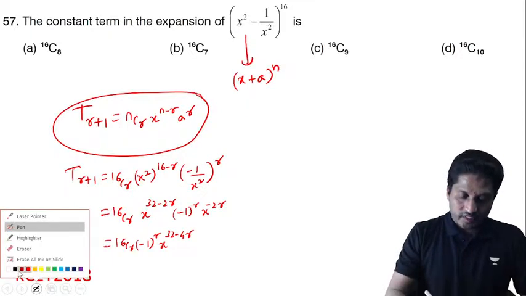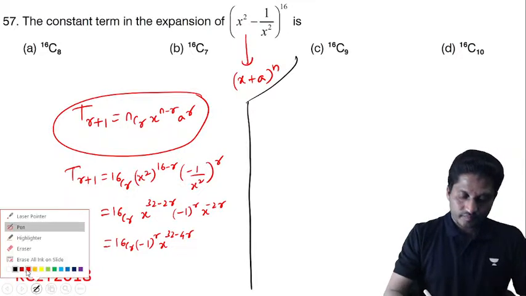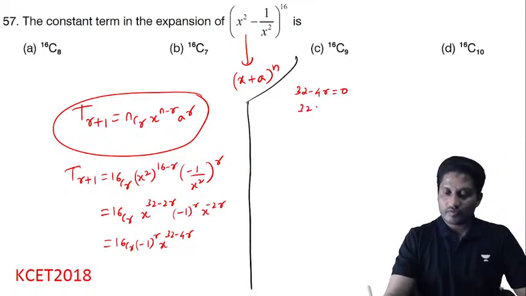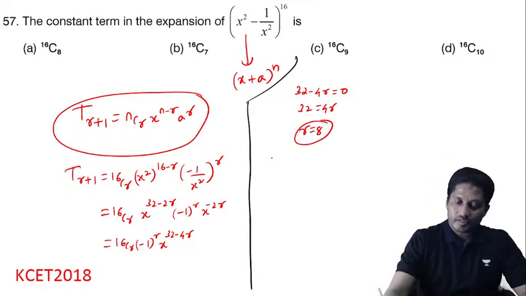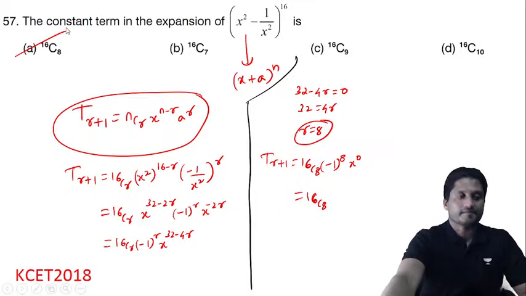I'm going to find the constant term, right? I'm going to put power as 0. 32 minus 4r is equal to 0. 32 is equal to 4r. r is equal to 8. If I substitute, T r plus 1 equals 16C8 minus 1 power 8 x power 0. So the constant term will be equal to 16C8 only. Minus 1 power 8 is plus. Let's move to the next question.